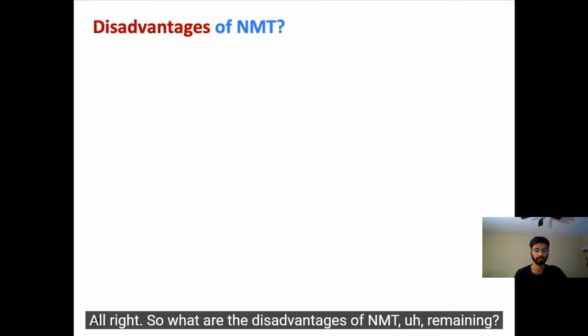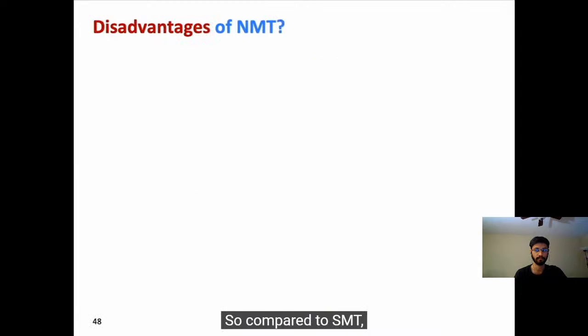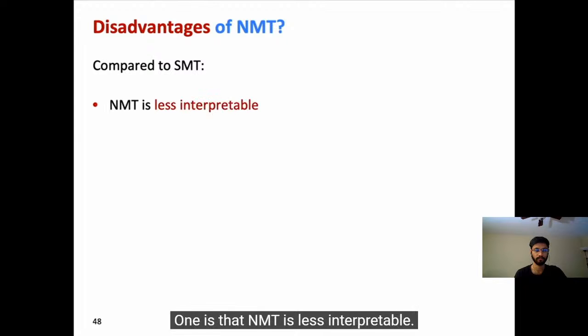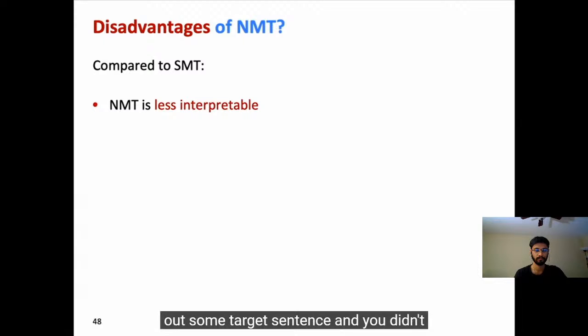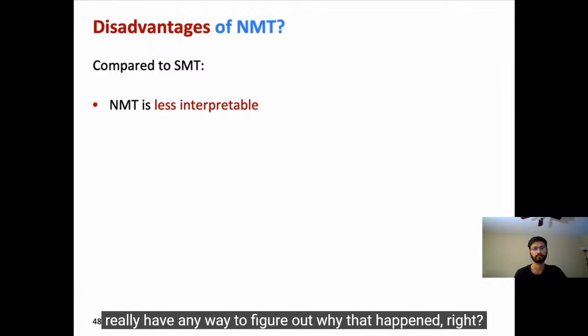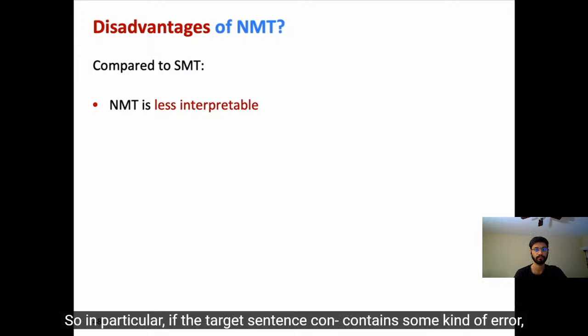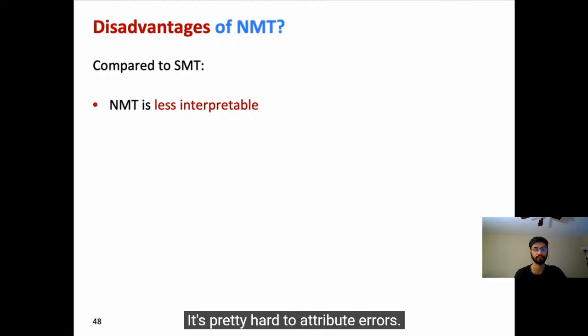All right, so what are the disadvantages of NMT remaining? Compared to SMT, there are some disadvantages. One is that NMT is less interpretable. What I mean by this is you feed your source sentence into the neural network, and then it feeds out some target sentence, and you don't really have any way to figure out why that happened. In particular, if the target sentence contains some kind of error, you can't really look at the neurons and understand what happened. It's pretty hard to attribute errors. So this means that NMT systems are pretty hard to debug.